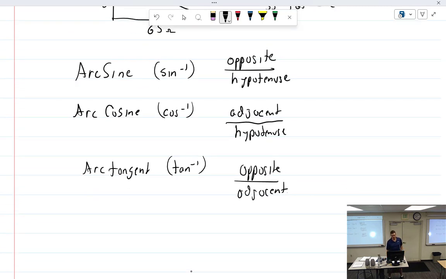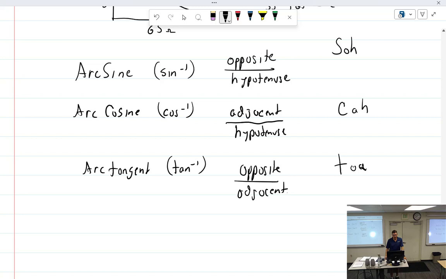When I said SOHCAHTOA, it is S for sine over hypotenuse, C for cosine, adjacent over hypotenuse, and T for tangent, opposite over adjacent. For the life of me, I always screw that up. But anyway, you see where that comes from. So I will always give this to you.